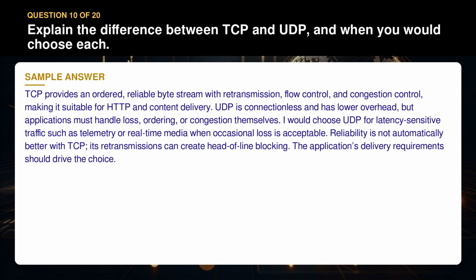TCP provides an ordered, reliable byte stream with retransmission, flow control, and congestion control, making it suitable for HTTP and content delivery. UDP is connectionless and has lower overhead, but applications must handle loss, ordering, or congestion themselves. I would choose UDP for latency-sensitive traffic such as telemetry or real-time media when occasional loss is acceptable.